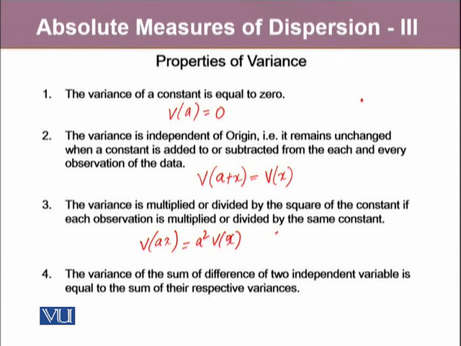And if each observation in our data is divided by B, the variance will be 1 over B square, variance of X again.